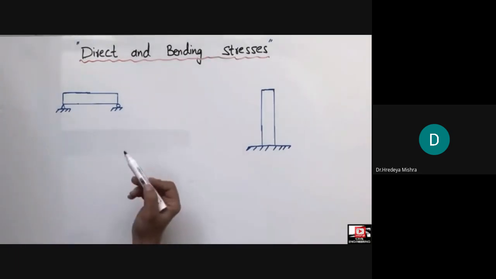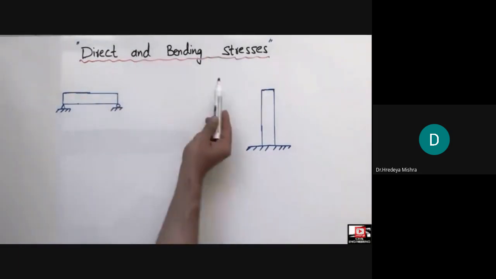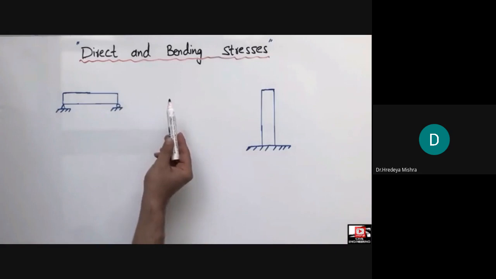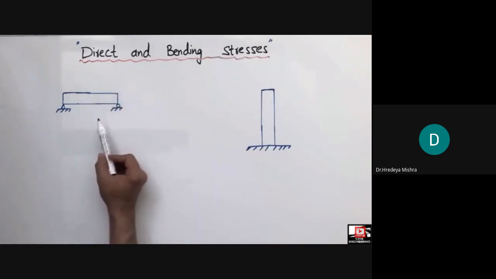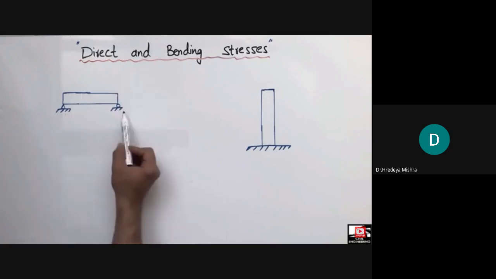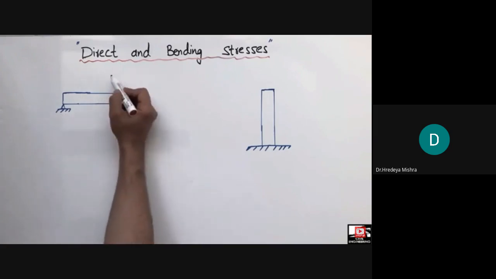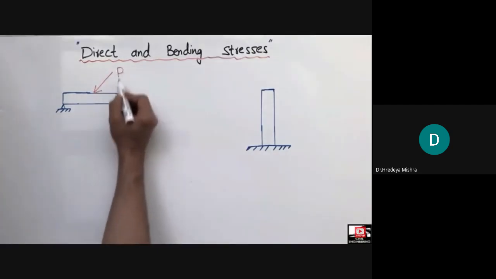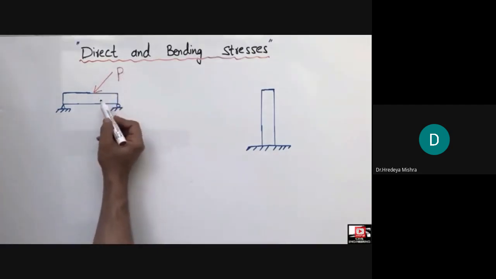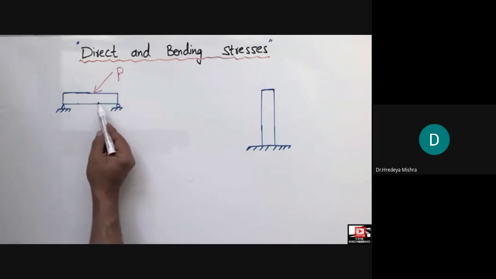Today our lecture is about the difference between direct and bending stresses. I will explain the difference between these two types of stresses with the help of examples. Let's consider a simply supported beam subjected to an inclined load P. Due to this inclined load, the beam will be subjected to two different types of stresses.